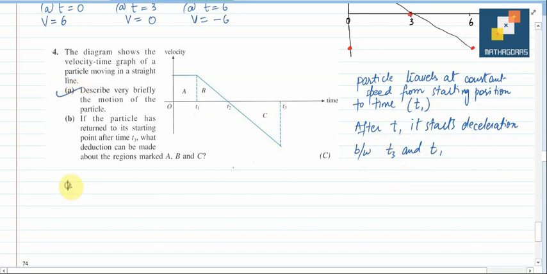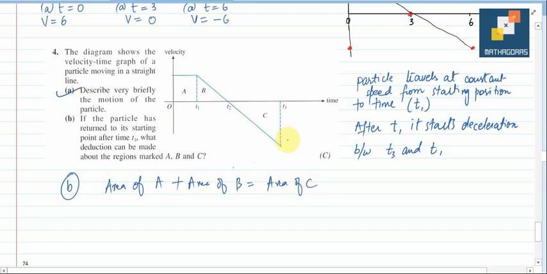And for part B it says, if the particle has returned to its starting point after time t3, what deduction can be made about the regions marked A, B and C? So basically it says that after this point the particle comes back to its original point. So it means that the distance the particle traveled here and the distance the particle traveled here are basically equal, because after this point, until this point, the particle returns to its original position. Alright. So what statement can we make here? We can say that area of A plus area of B equals area of C.